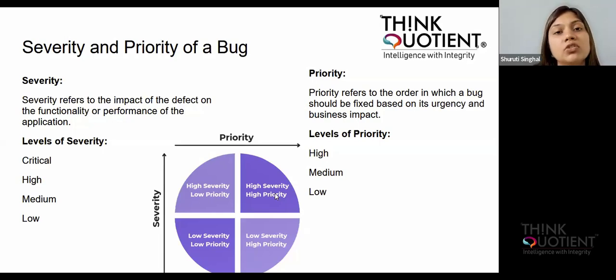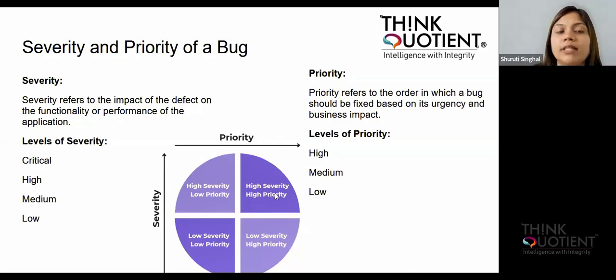There could be various combinations of a bug with severity and priority classification. For example, let us talk about a bug with high priority and high severity. If my login button is not working, I can't use the app. So the priority is high and the severity is also really high.